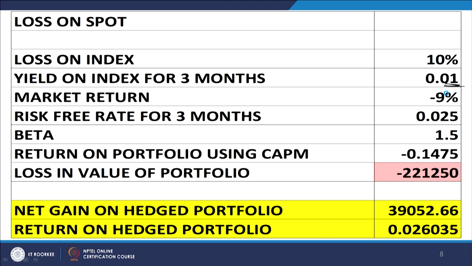This is the market return. Market has declined by 9%, not by 10%. The index has simply declined by 10%, market has declined by only 9%. The risk free rate is 10% per annum. Therefore, the risk free rate for 3 months works out to 2.5%.